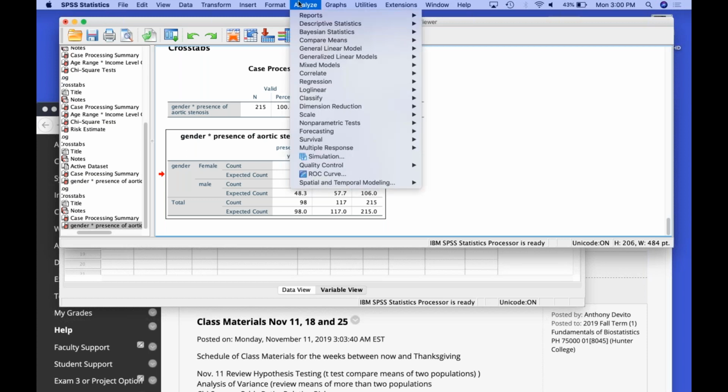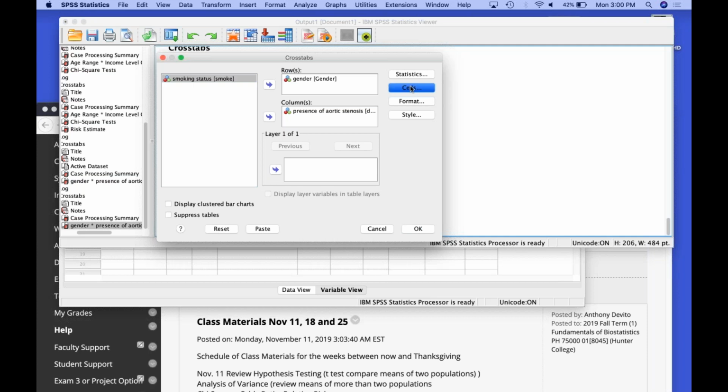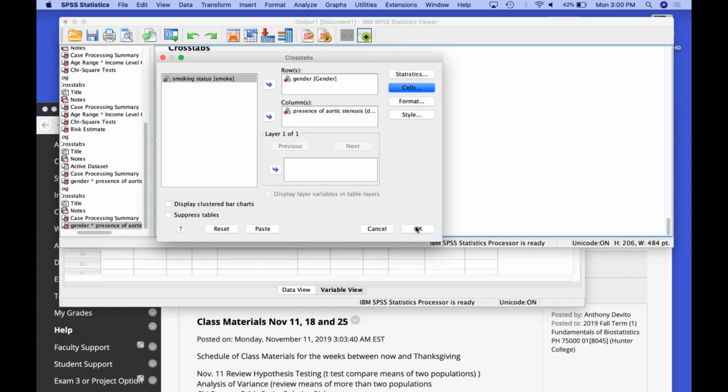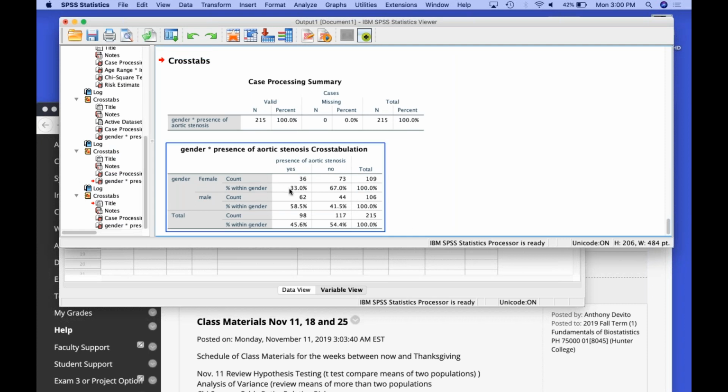I'm going to go back in here to analyze, descriptive statistics, crosstabs. I'm going to turn off the expected values. They're just noise anyway. I don't want to see them right now. But I will turn on the percentages by rows. And then I'm going to say OK again. So now let's see what I got. Well, now it tells me it actually calculated the percentage of females who have aortic stenosis, right? That's 33%, which is 36 over 109. That's the same as the risk, right? And for males, 62 out of 106, that's 58.5%.